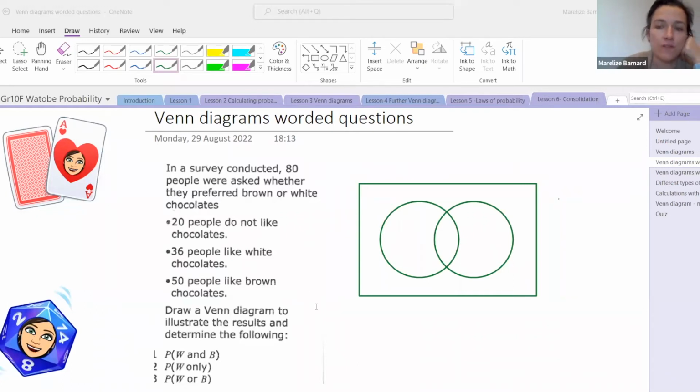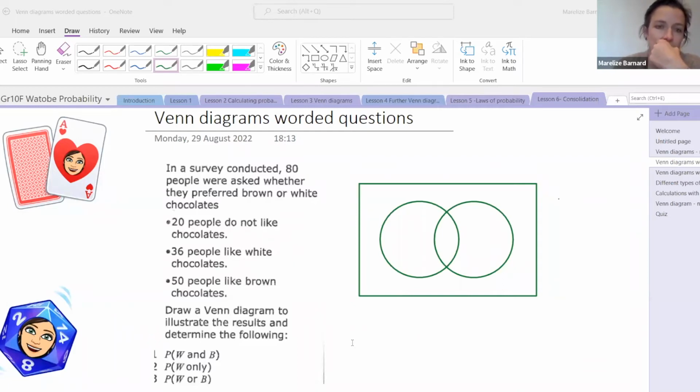If you have solved for X already, you are welcome to put it in the chat. Let's see if anyone has solved for X yet, the intersection. Yes, Andiswa.